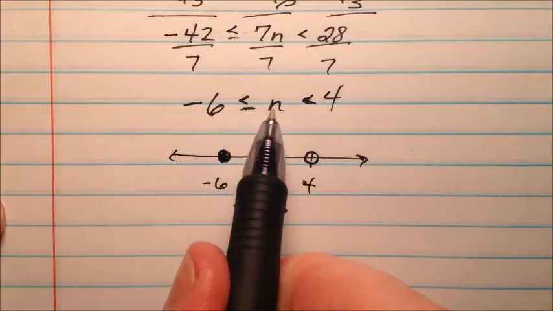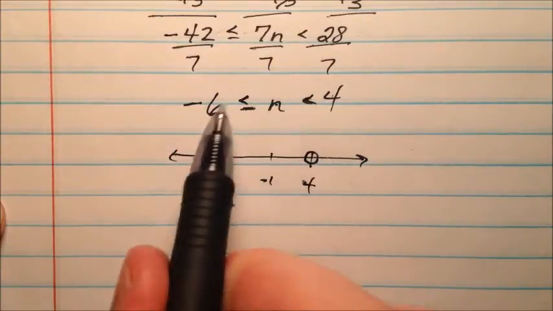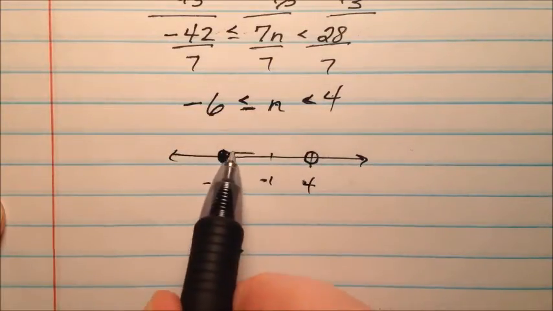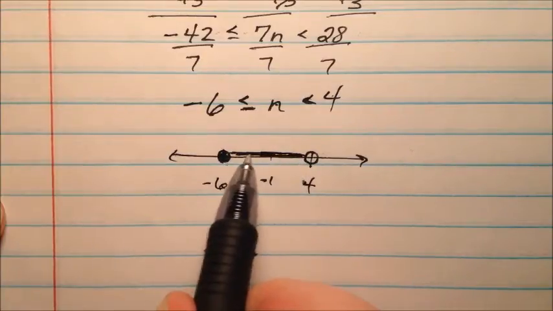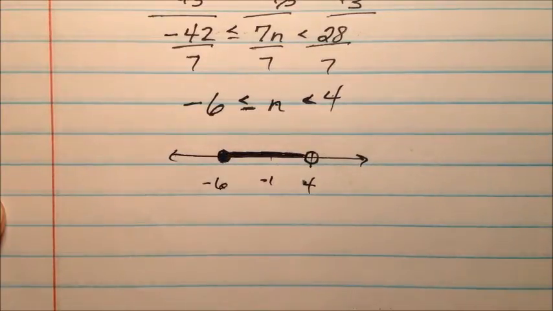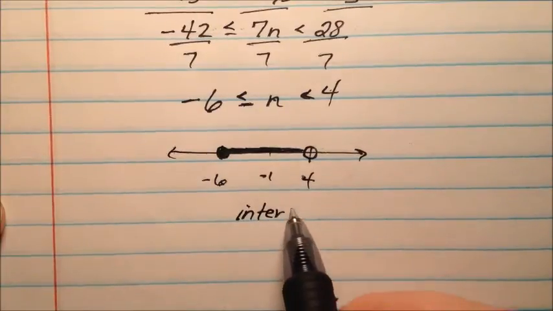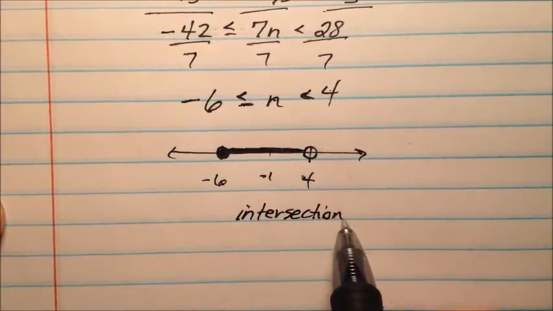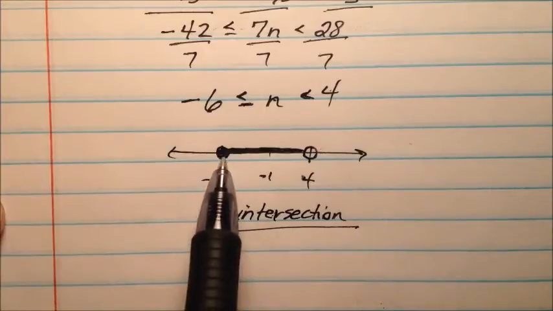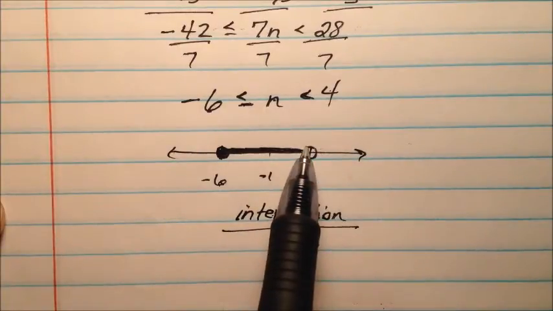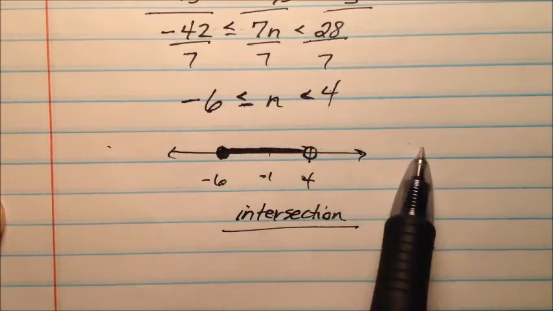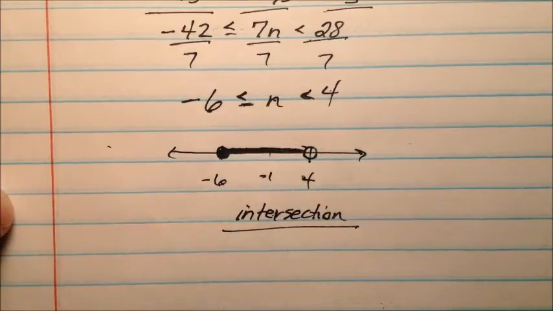And since it's a trichotomy, n is between these 2 values, negative 6 and 4, so I'm going to shade in between those 2 circles that I have. And we call this an intersection because, again, like we explained a while ago, it's an intersection of these two things. This one goes all the way here, this one goes all the way here, and in the middle is where they intersect.